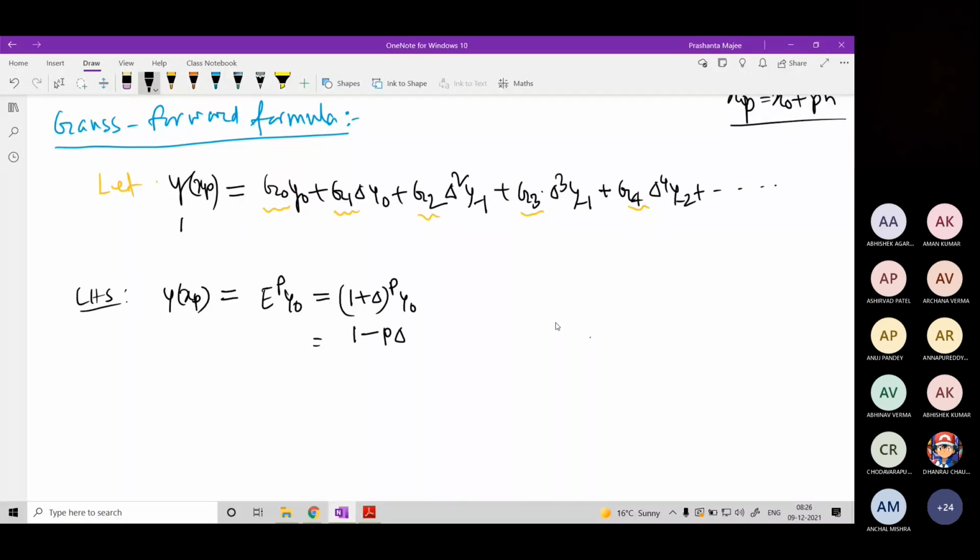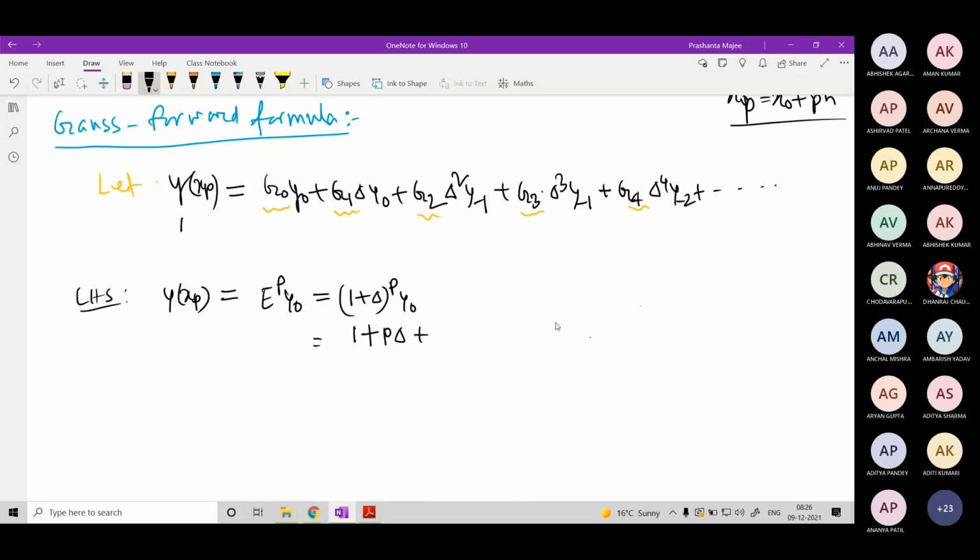What is the expression for (1 plus x) power p? Okay, I was thinking of 1 by 1 plus x. Anyway, you tell me. Okay, I got it. 1 plus p delta, plus p into p minus 1 by factorial 2 into delta square, and so on. This will be operated on y naught.